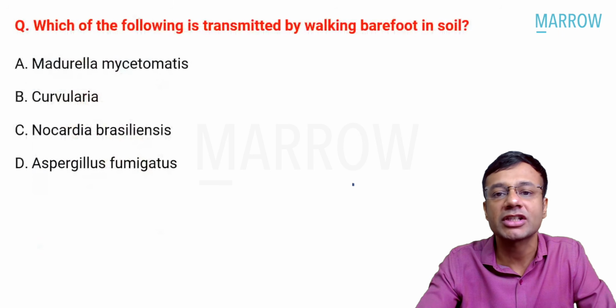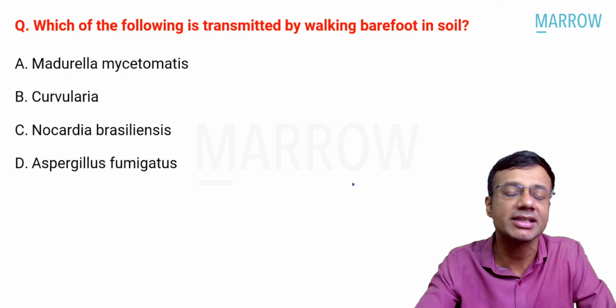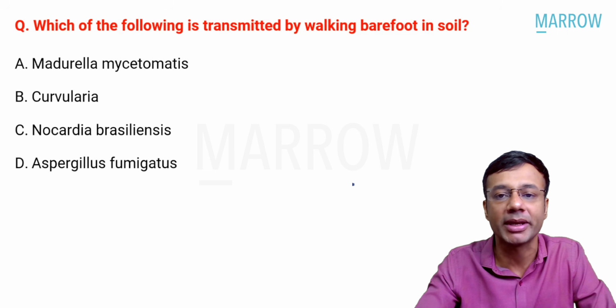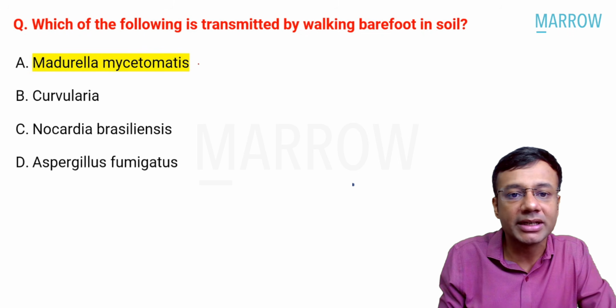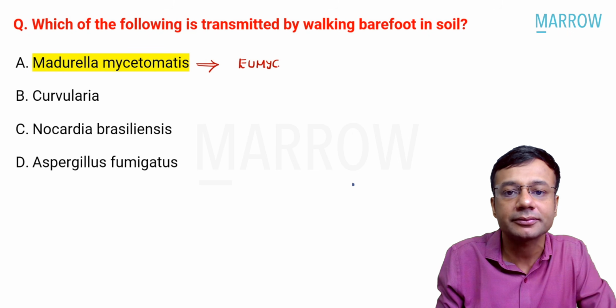We move on to the next question. Which of the following is transmitted by walking barefoot in the soil? Option A, Madurella mycetomatis. Option B, Curvularia. Option C, Nocardia brasiliensis. And option D, Aspergillus fumigatus. The correct answer for this question is option number A, Madurella mycetomatis. So Madurella mycetomatis produces a disease called eumycetoma.